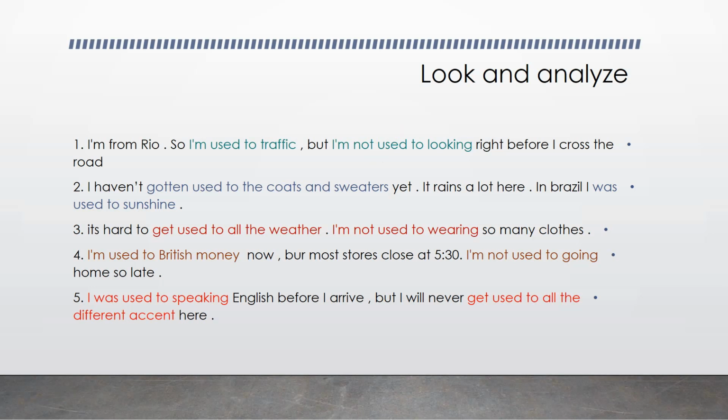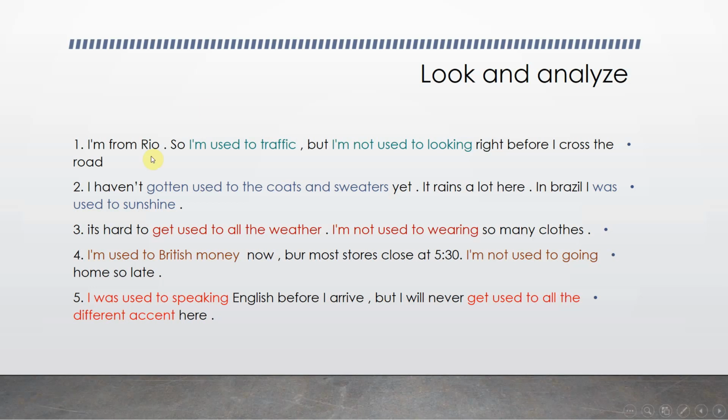In this case we use be plus used to. Why be plus used to? Because we want to express that this situation is not new or strange. It's no longer new or strange. So I'm used to traffic. اعتاد على هذا الشيء المعين.